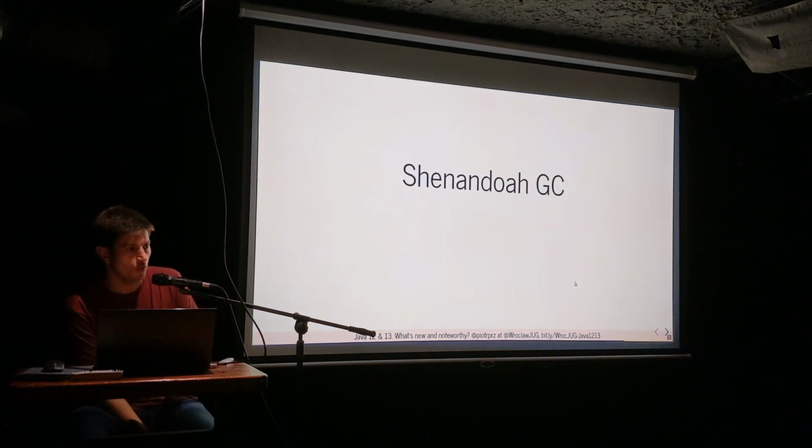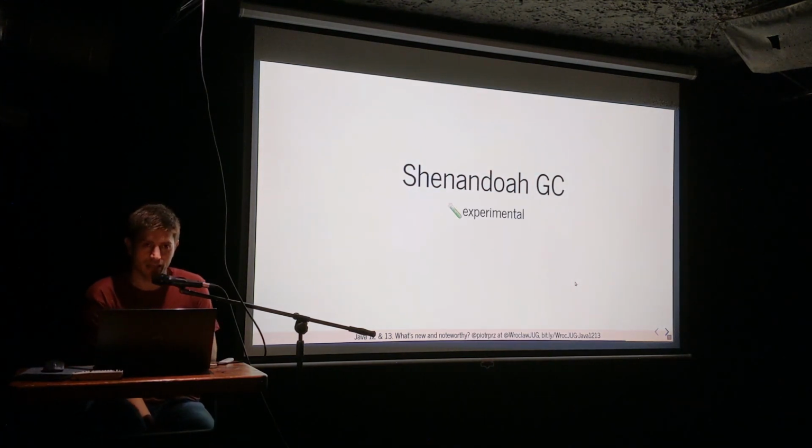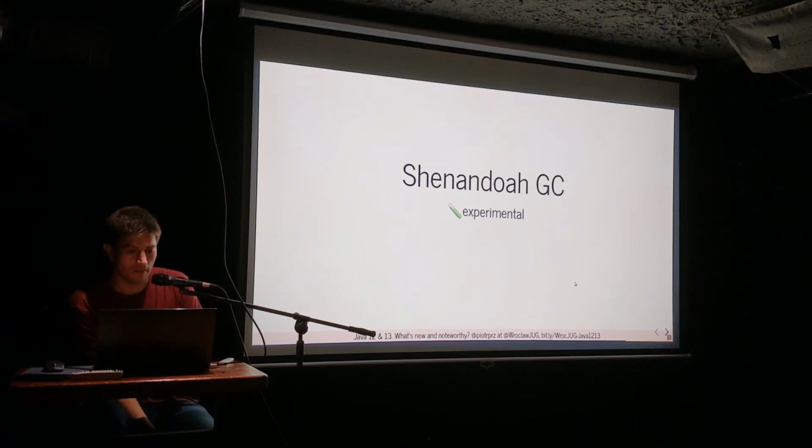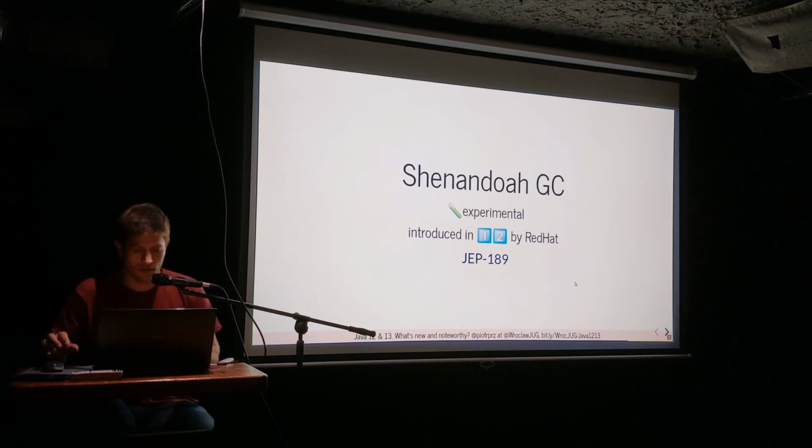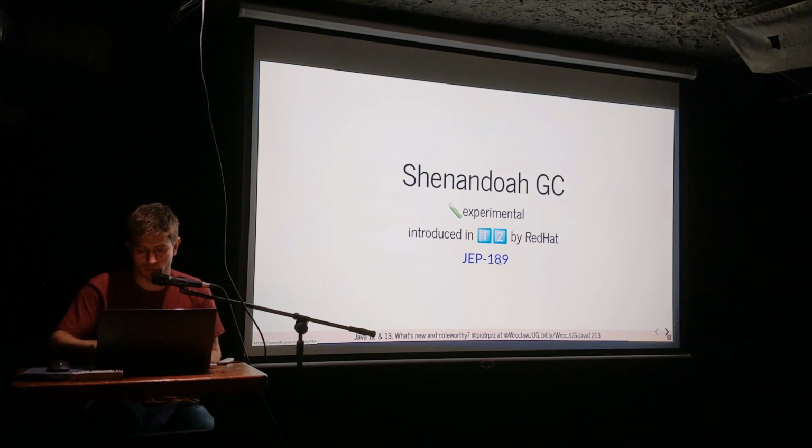There's a new garbage collector from Red Hat. It's experimental. It's called Shenandoah. There's also a JEP. I'm posting the links to this JEP so you guys can read details later if you're interested. These JEPs are actually not very techy. They're quite nice to read. We can dive into one of them. Why not?